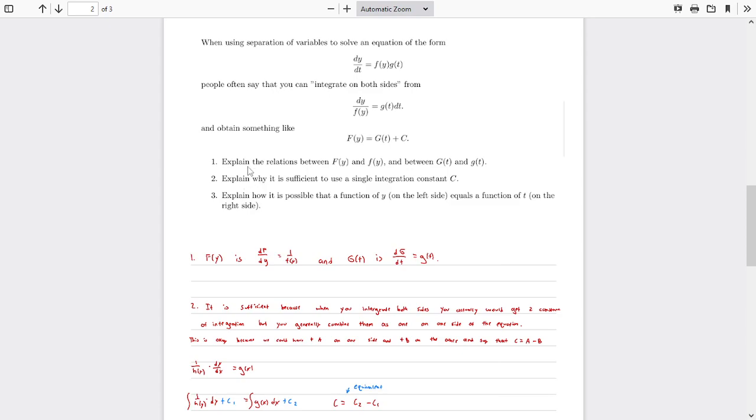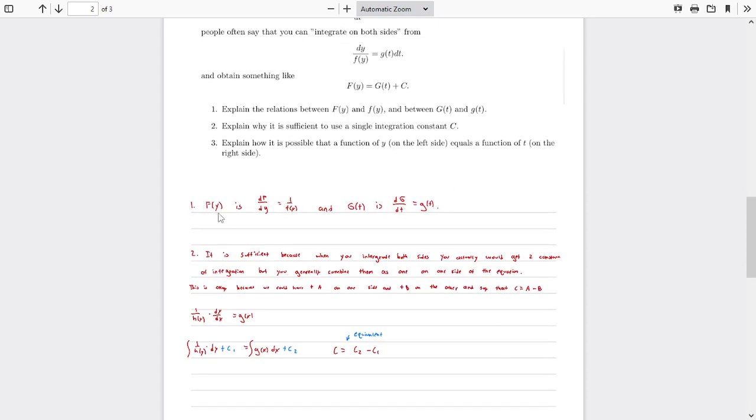The first question asks, explain the relationship between big F of y and small f of y, and between big G of t and small g of t. So big F of y, if we just take the derivative of this function right here, actually gives us 1 over small f of y. And big G of t, if we take the derivative of big G of t, we just get small g of t.